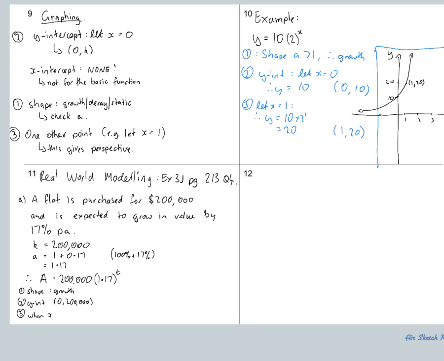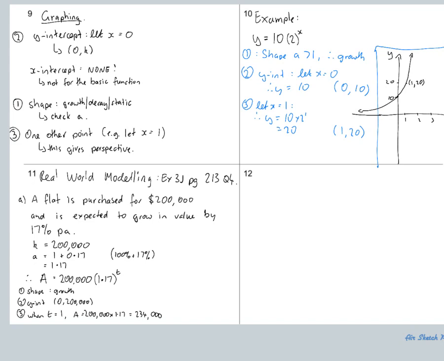And one other point, when t is equal to 1, A is equal to 200,000 times 1.17, which equals 234,000. Yes, I worked it out earlier. I don't know that off the top of my head.